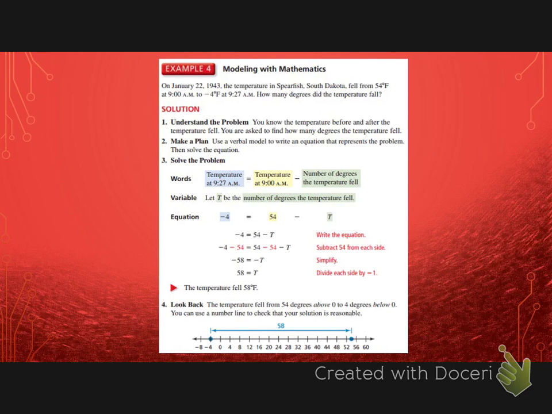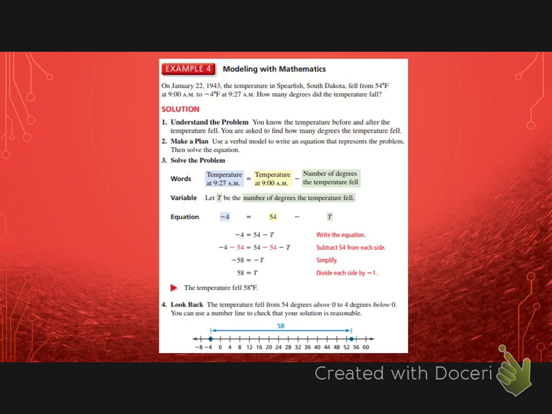So if we're looking at another example here, on January 22nd, 1943, the temperature in Spearfish, South Dakota fell from 54 degrees Fahrenheit at 9 a.m. to -4 degrees at 9:27 a.m. How many degrees did the temperature fall? Now make sure, because there's a lot of numbers in there, but they kind of throw in some extra information that you don't necessarily need. But you need to do step 1, understand the problem. You know the temperature before and after the temperature fell. You are asked to find how many degrees the temperature fell.